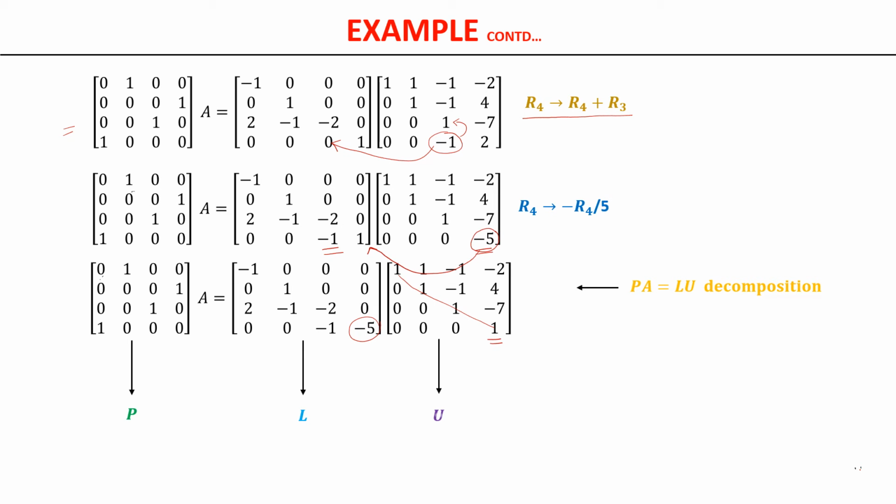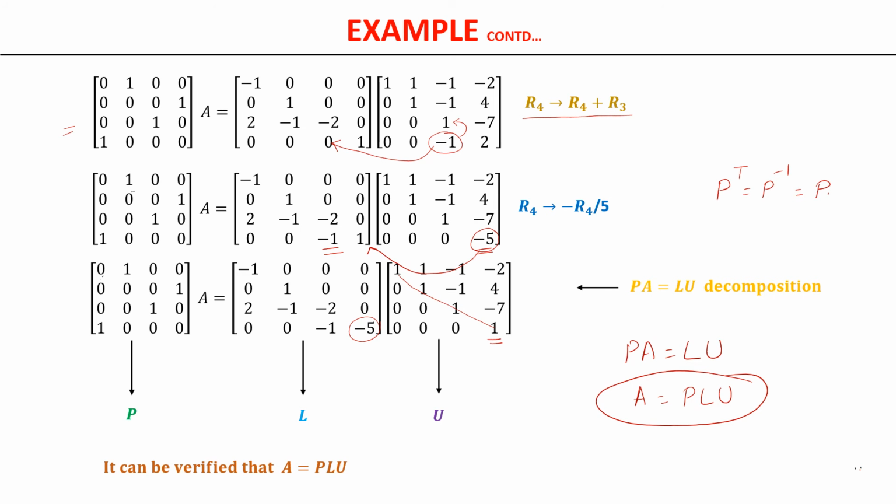Now we can also verify whether we have done it correctly. Now we said here PA is equal to LU. So suppose I take the inverse or the transpose on the left side and push P to the right side, we learned that P is an orthogonal matrix. So whether you take inverse or transpose, it's equal to P. So A is equal to PLU. If you multiply the three matrices, you should get back A, and I think that can be verified by multiplication. So it can be verified that A is equal to PLU. So I hope that this problem is clear.